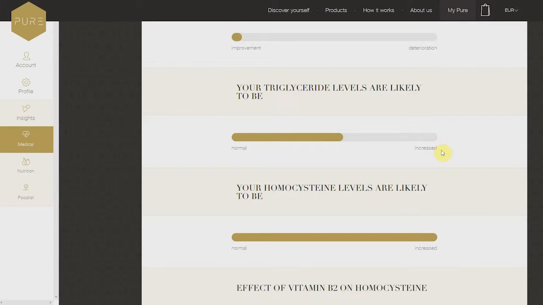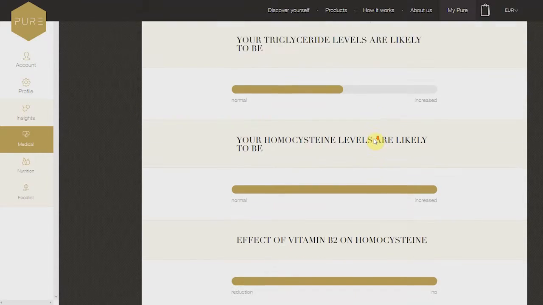Again, you want normal levels rather than high levels. So genes might predispose you. If you're here, your genes are predisposing you to very high levels. If you're here, your genes are regulating them correctly. So in this case, this person is somewhere in the middle, and again, this person would have to take certain nutritional and preventive measures to try and optimize the triglyceride levels.